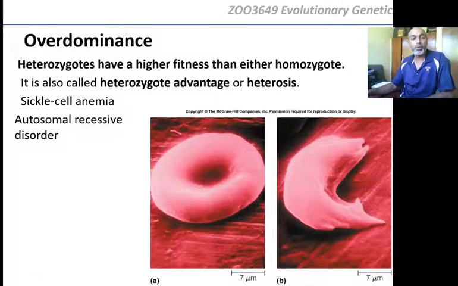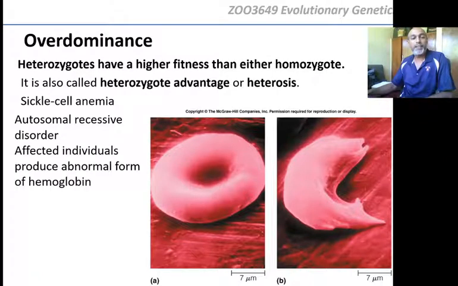This is an autosomal recessive disorder, and it affects individuals by producing abnormal hemoglobin. Now, which one here is abnormal? Obviously, this one is the normal one, this donut-shaped one, and this is the abnormal one, right? This donut-shaped one gives a big surface area for what? To attach oxygen, right? Because this is a hemoglobin cell. It's a red blood cell.